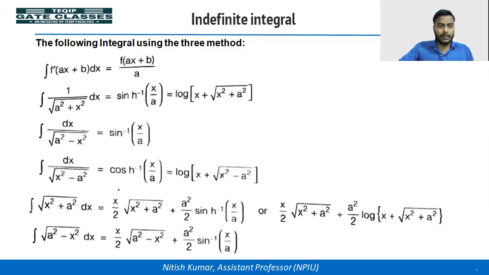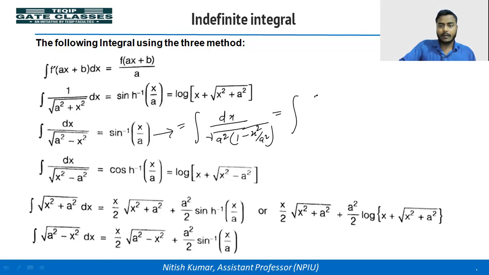I'm going to show one. Take this one. In this integration, we take a square common under the root, so we can write dx divided by root under a square into 1 minus x square divided by a square. A will be outside, so we can write a into root under 1 minus x by a whole square.